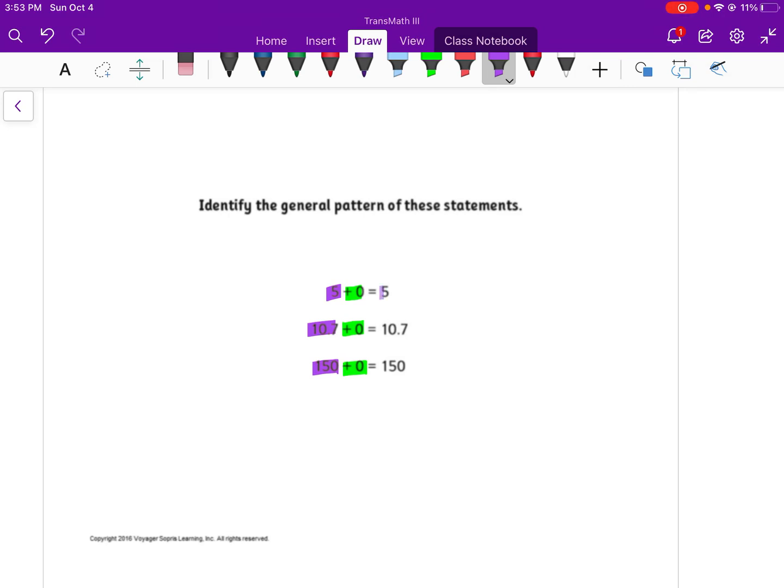What you can tell is that those values are exactly the same. So the way we're going to write this general pattern: the first values are varying, so we use a variable to represent that. The plus 0 never changed, and it always equaled whatever value was varying. So x plus 0 is always equal to x. That is how we write the general statement for that one.